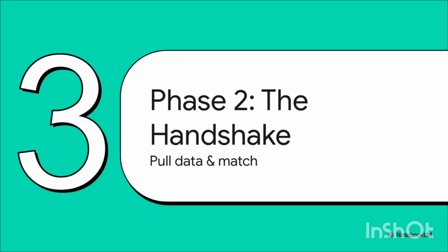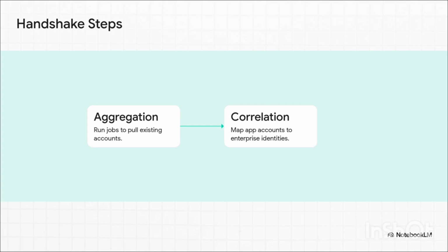Moving on to phase 2, the handshake. Time to pull that data and start matching identities. This is the exact moment where raw application data formally meets your enterprise reality. The handshake covers steps 4 and 5 of our life cycle.